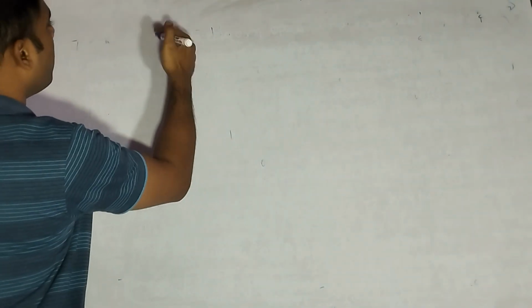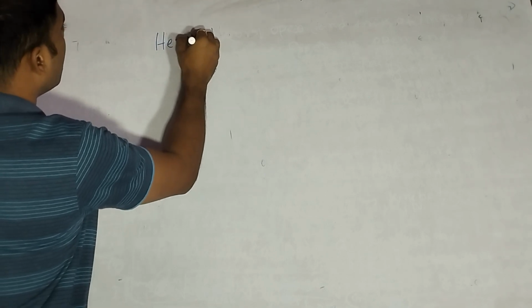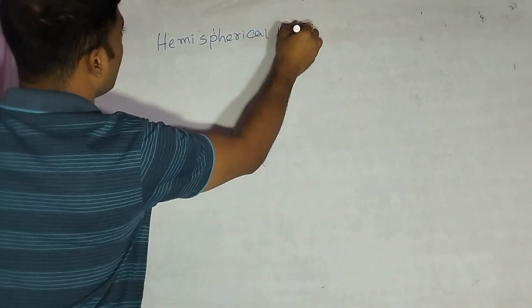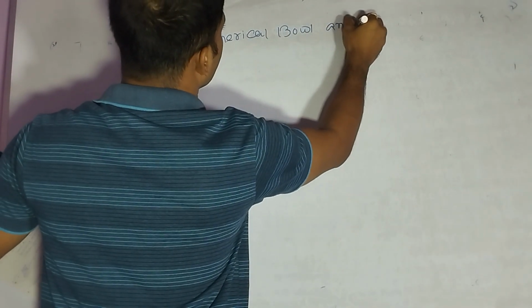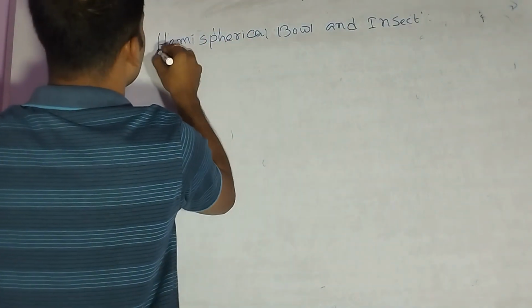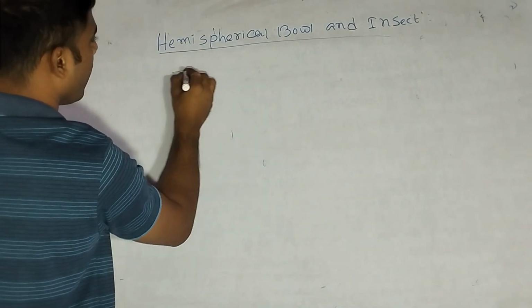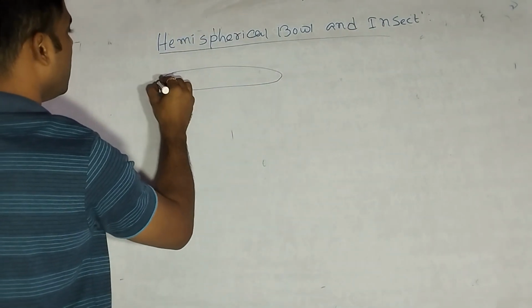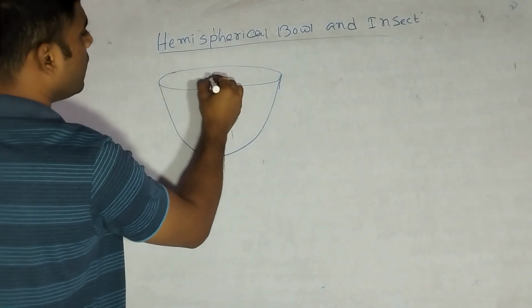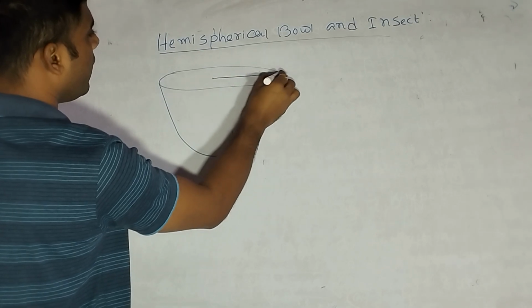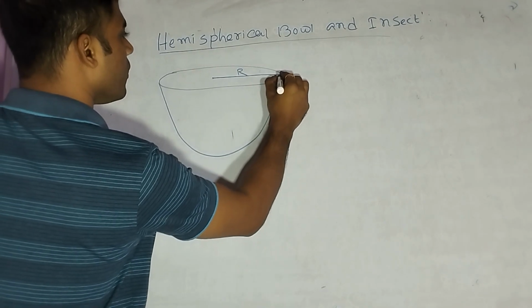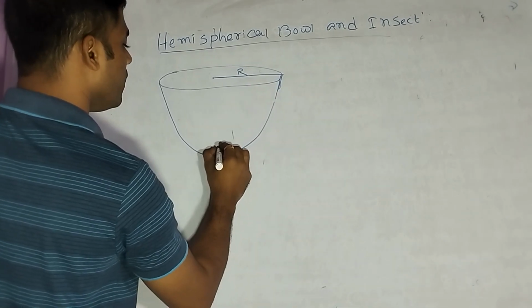There is a problem of a hemispherical bowl and insect. Suppose this is the hemispherical bowl, this is the shape of the hemisphere. The radius of the hemisphere is r. One insect is present at this position.